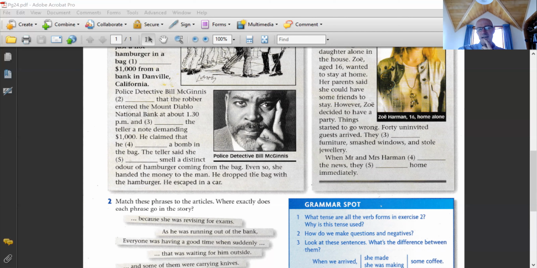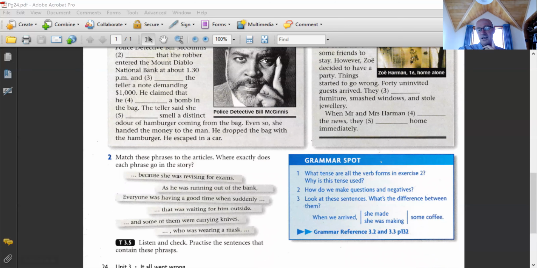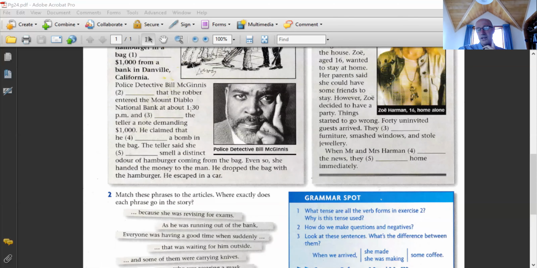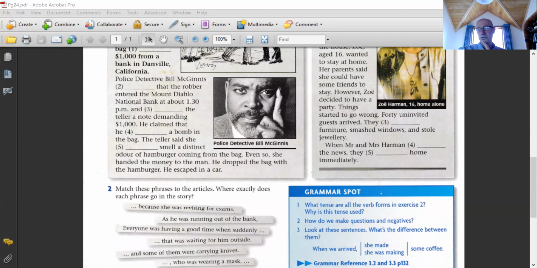How about at the end here? Even so, she handed the money to the man. As he was running out of the bank, he dropped the bag with the hamburger. He escaped in a car. Yep, that would work. So I can put this, as he was running out of the bank, here. He dropped the bag. So see if you can get all these other phrases and fit them in. So they're going to fit into either story A or story B. See if you can find the place that they're going to fit, and we'll check the answers next week.